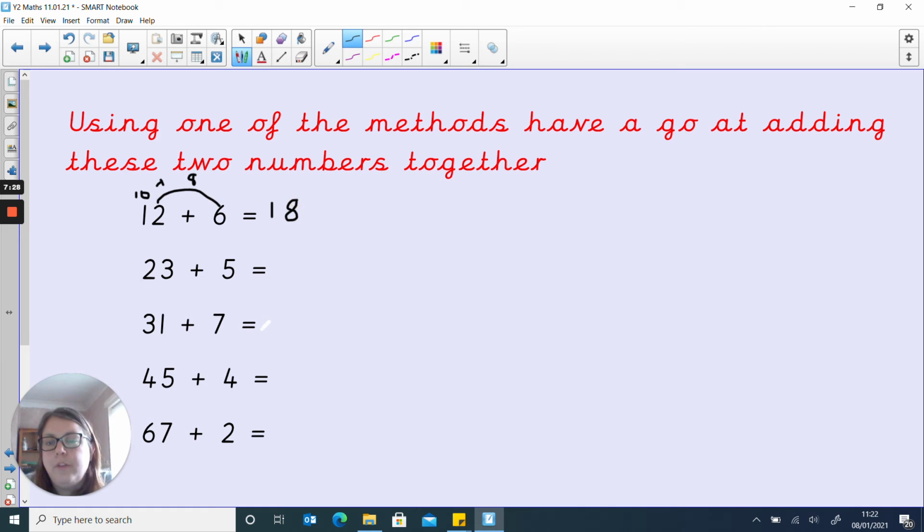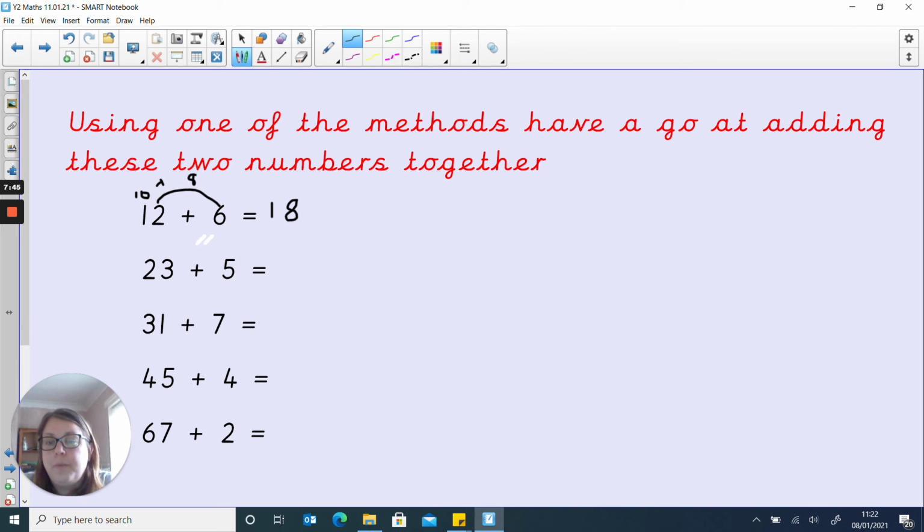So have a go at the other 4, using your bonds with your ones number and then adding on your tens. So 3 and 5 and add on your 20 and so on. Have a go and then at the end you can add that to what you've done so far and send it on to me. Pause the video and have a go.